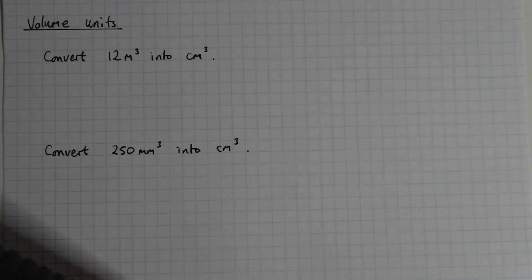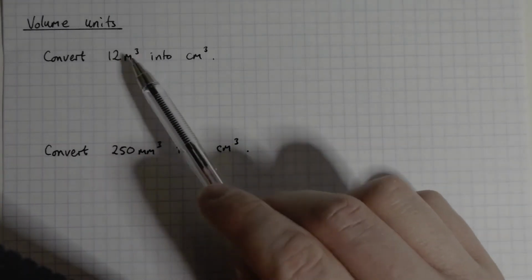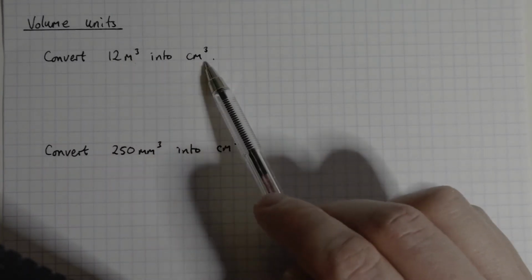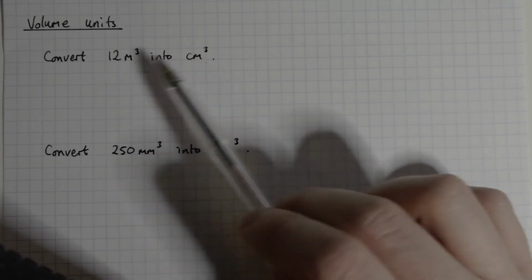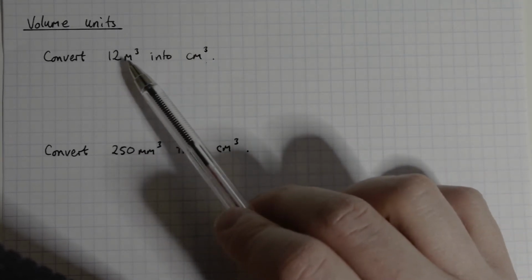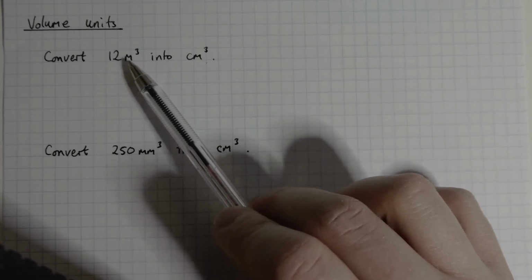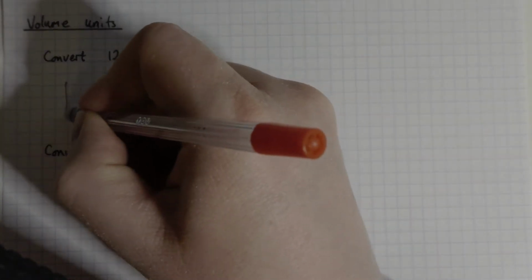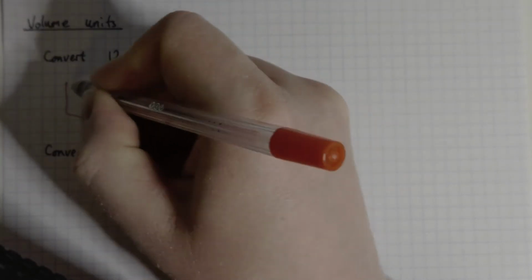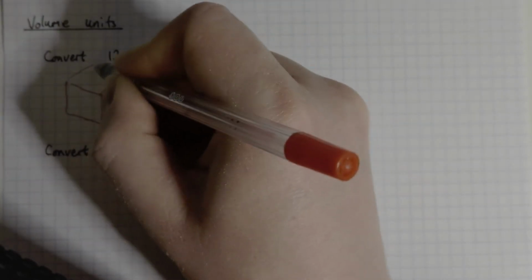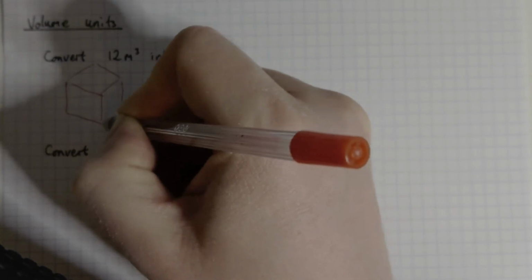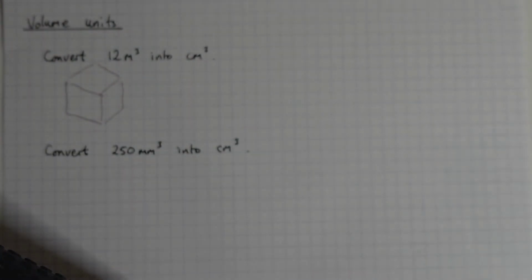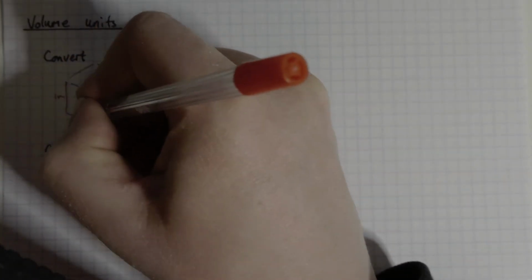Okay, and it's much the same idea if you want to convert volume units. In this question, I've got some cubic meters and some cubic centimeters. The larger of those two is the cubic meters, so I'm going to draw a picture of a cubic meter. That's something that measures 1 meter by 1 meter by 1 meter. So here's my rubbish little picture of a cubic meter.